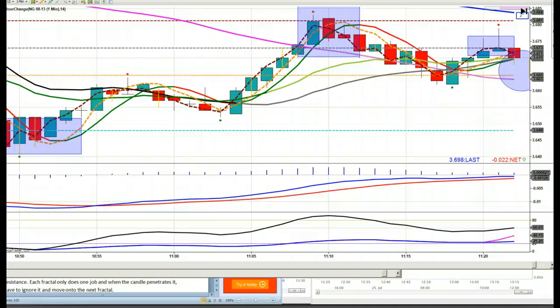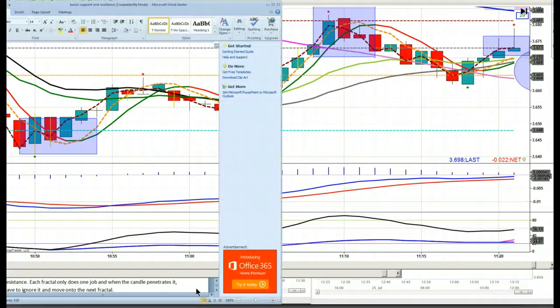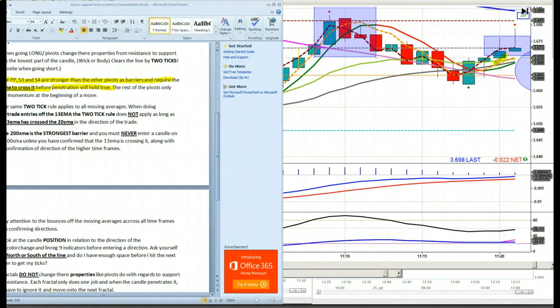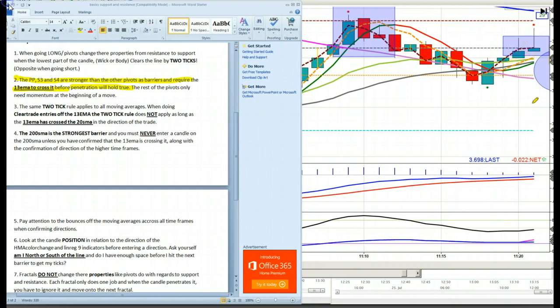So when we're talking about this trade here, this is not a high probability trade. It is not a high probability trade per our support and resistance rules. Remember, our support and resistance rule says the PP, the S3, and the S4 are strong barriers, and the 13 EMA must cross it before penetration will hold true. So how can we avoid this fake out? Here you think you have a trend trade bouncing off the 13. What can we look for?